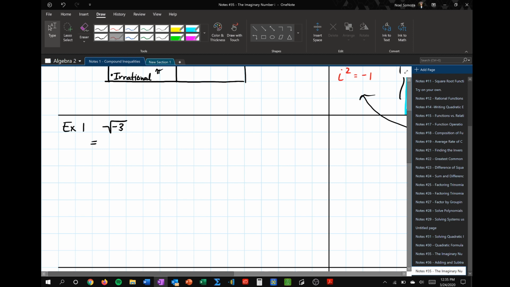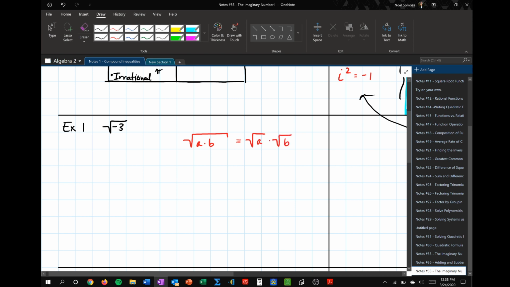Now here's something that I want to show you guys. There is a rule with square roots, and the rule says this: if I have the square root of a product of two numbers inside, I can split them apart and say it's the square root of a times the square root of b.